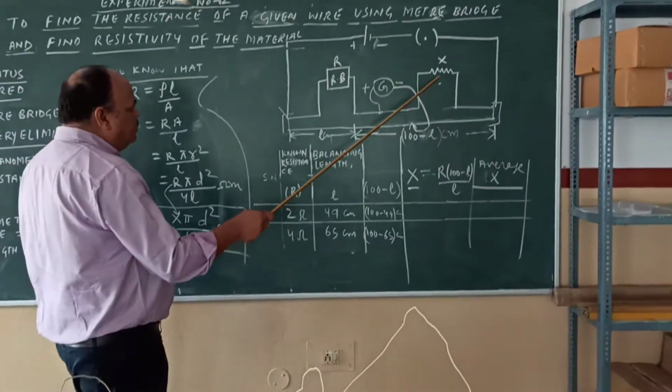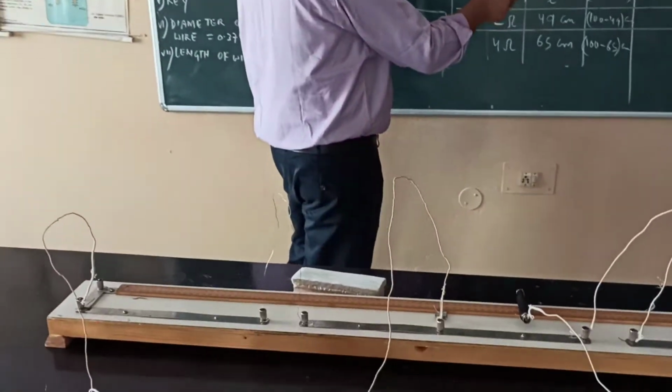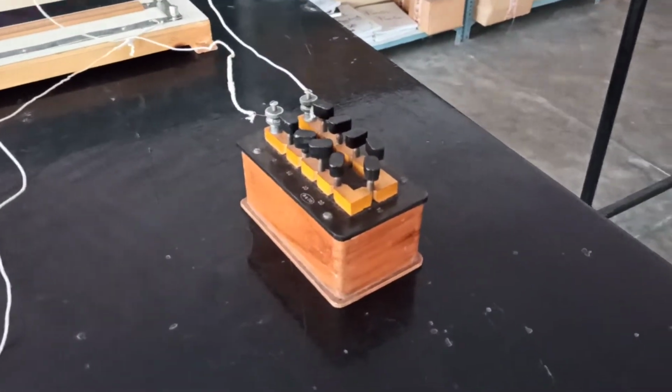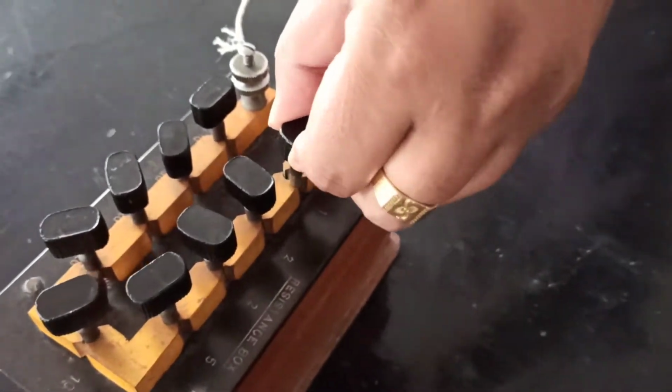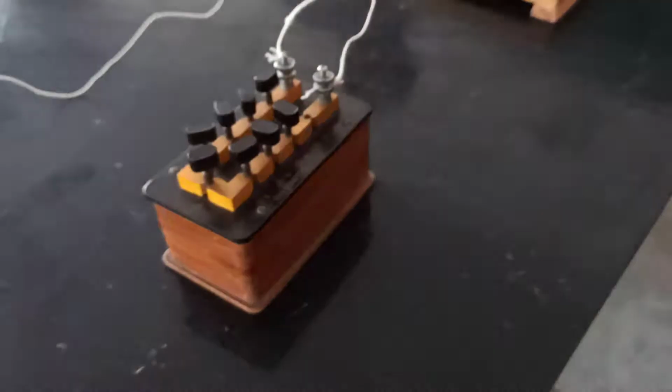This is the unknown resistance. Its value is to be found out. This is the known resistance. How is it known? We can take any resistance from this resistance box. For example, if you take the 2 ohm key, then 2 ohm resistance will be provided to the circuit.